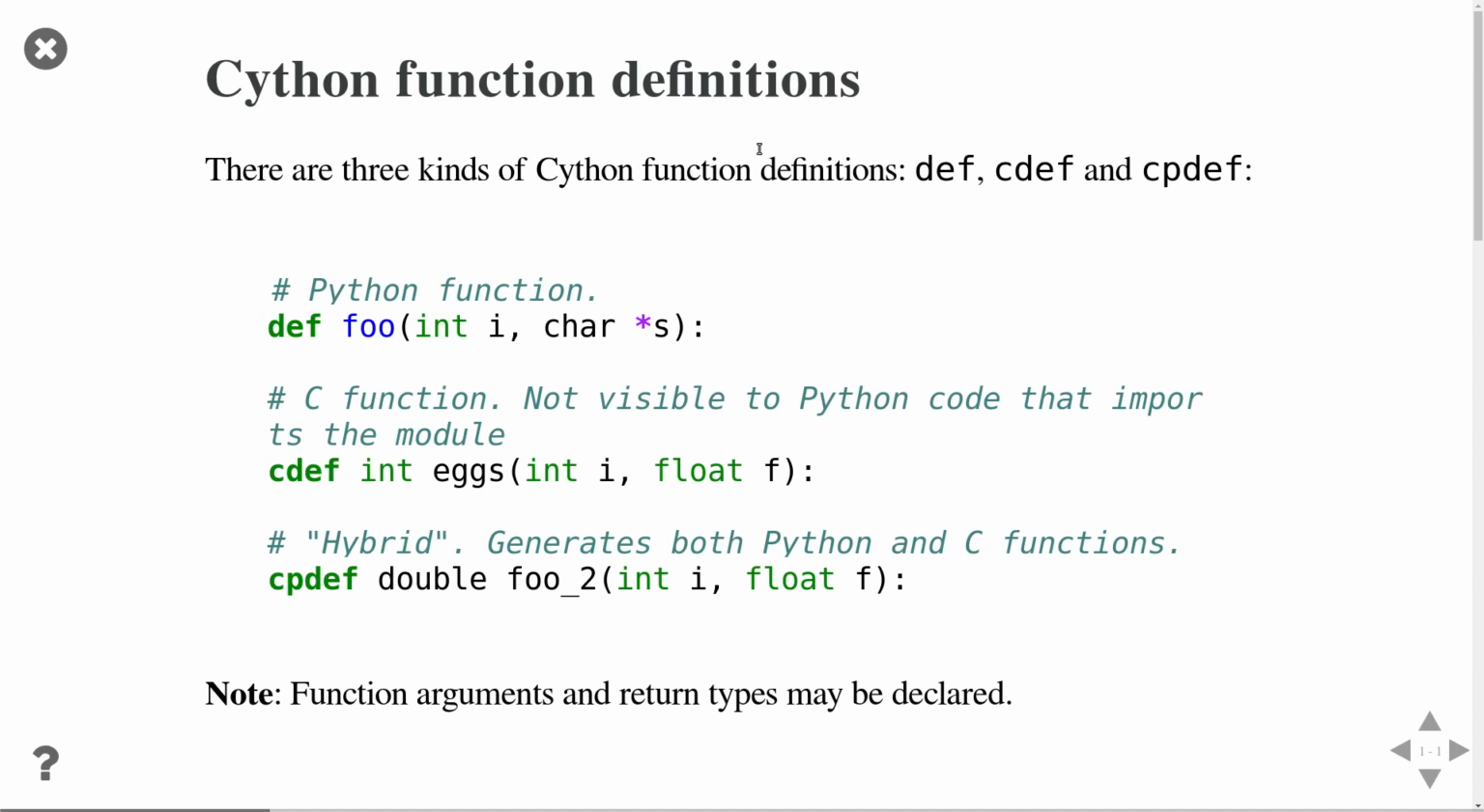There's also cpdef, which is basically a hybrid between the first 2. This generates both a C function and a Python function for foo2 here. Now we specify all the types, and we get the benefits of the C-compiled implementation of this function, but it is also made available to the Python module. And as I noted here, we can specify the types both in the input arguments and the output arguments of these functions.